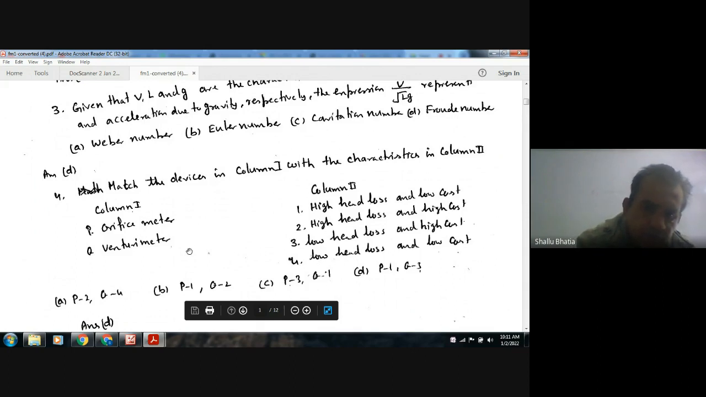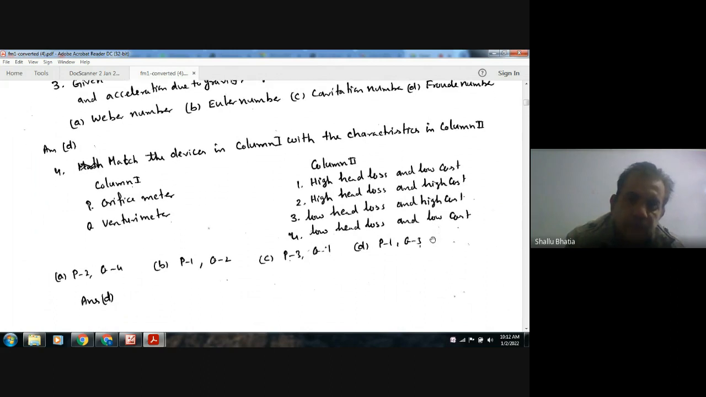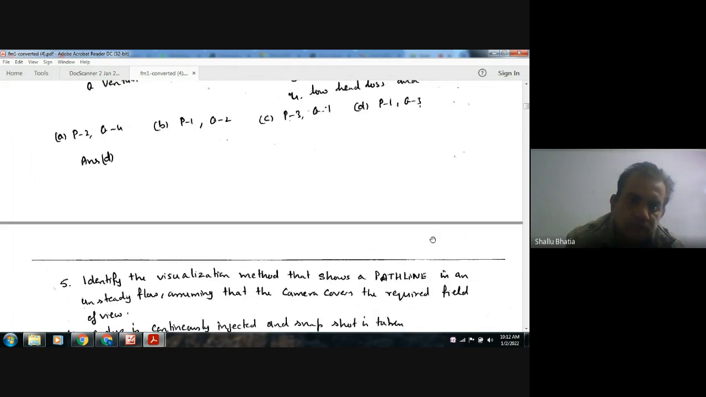Because in the orifice meter there is high head loss, and the speed is very high, and it is a low-cost measuring device. In the venturimeter there are walls provided, so it is a low head loss device, and because of the walls, it is of high cost.